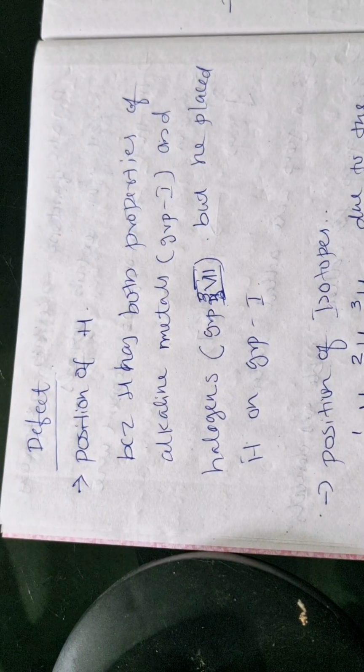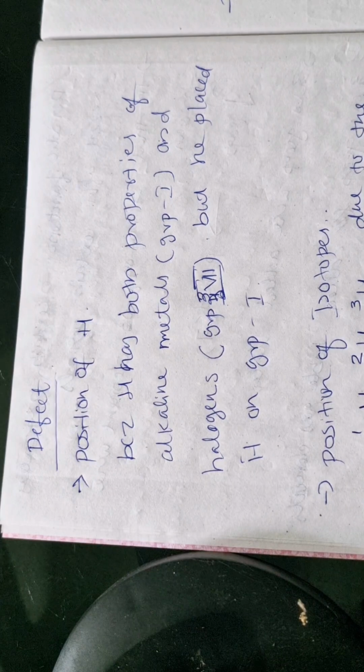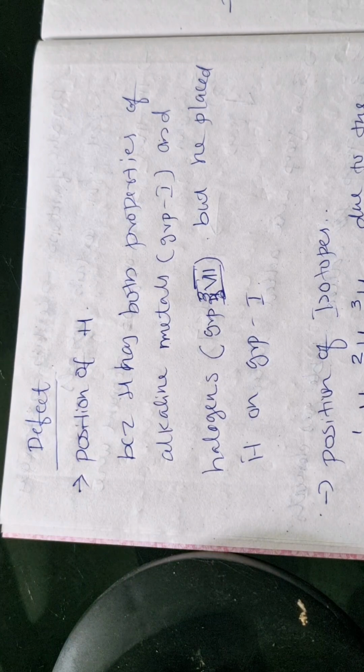Like other theorems, this theorem also had some limitations. The first one is the position of hydrogen. Hydrogen has properties of both alkali metals and halogens, but he placed hydrogen in group 1. So hydrogen shows alkali metal properties and halogen properties, but the question is why he placed hydrogen in the alkali metal group, group 1. That was questionable at that time.